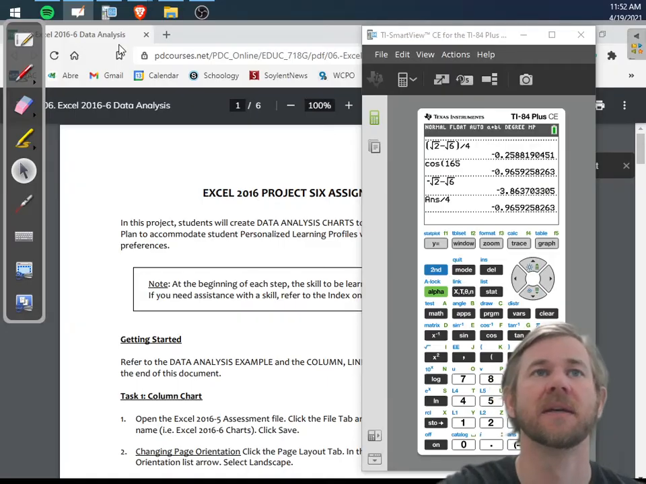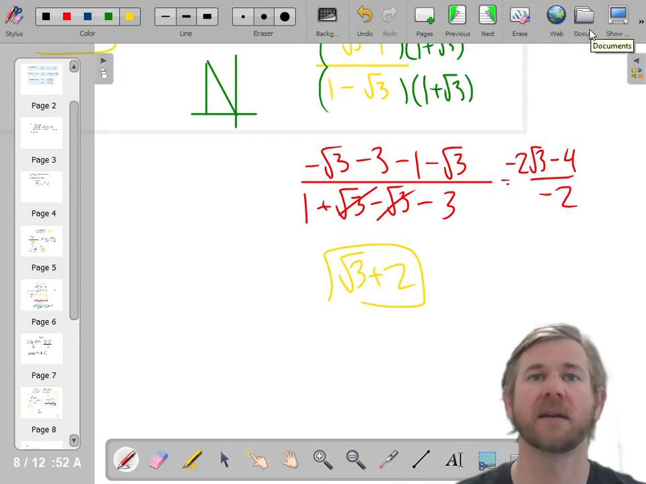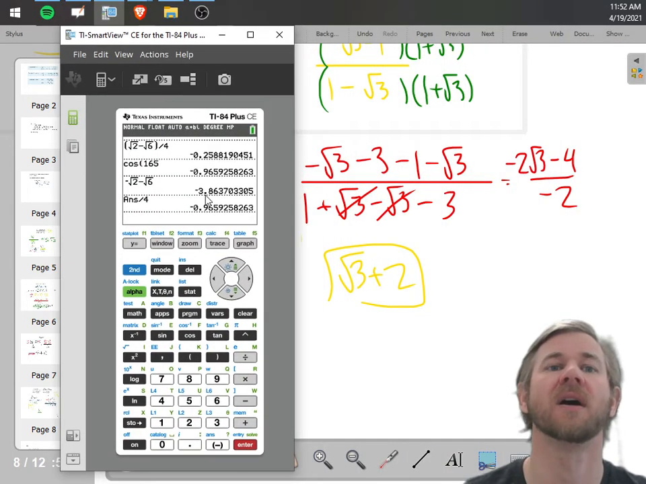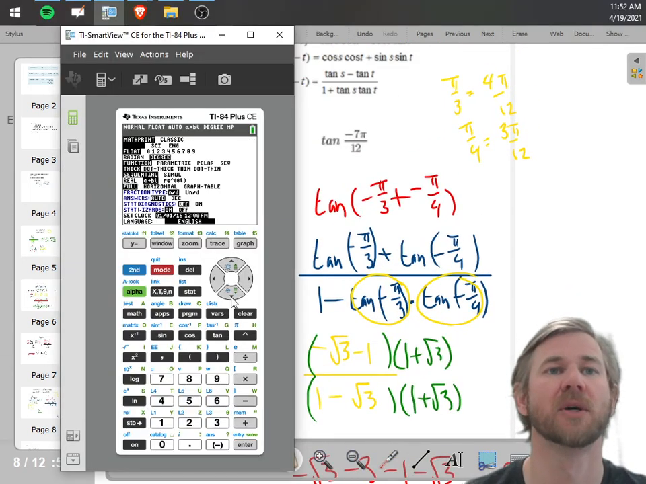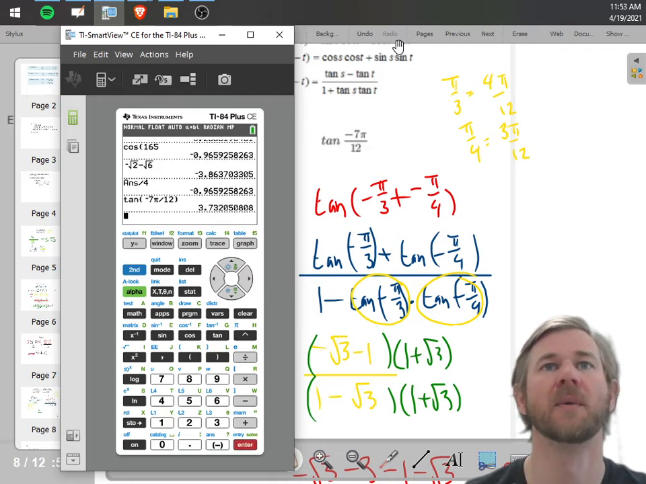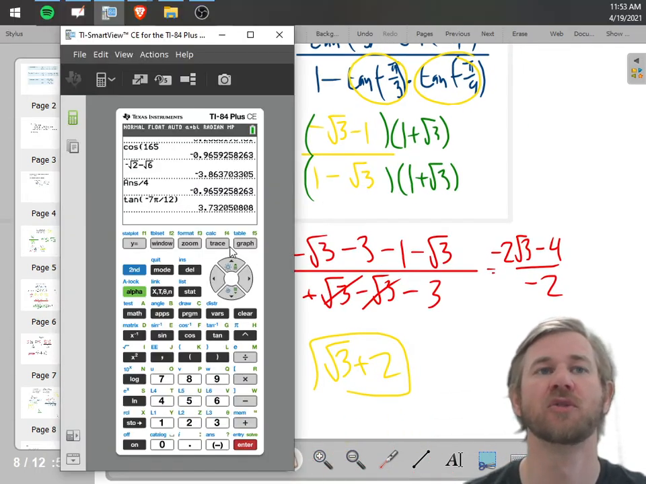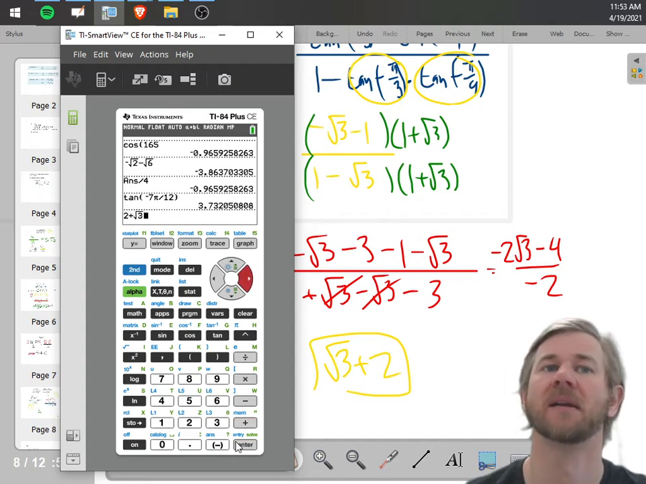Let's see how we did. So I'll use my calculator, and I'll just go back to that. We are trying to find the tangent of, I got to make sure I'm in radians, negative 7 pi over 12. So mode, radians, boom, tangent, negative 7 pi over 12. There you go. Did we do it right? We think it's 2 plus radical 3. 2 plus radical 3. I'm feeling good about it.